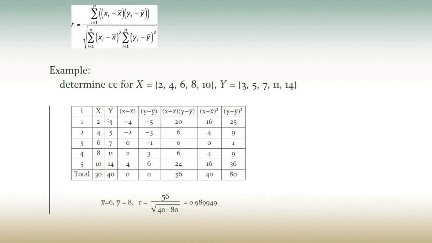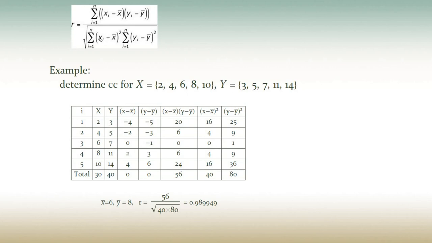And now I have one more task to do. I take each of these differences and square them. So negative 4 squared is 16, negative 2 squared is 4, etc. The total of the squares of the differences is 40 for x. And similarly, minus 5 squared is 25, negative 3 squared is 9. I add up those, I get 40.